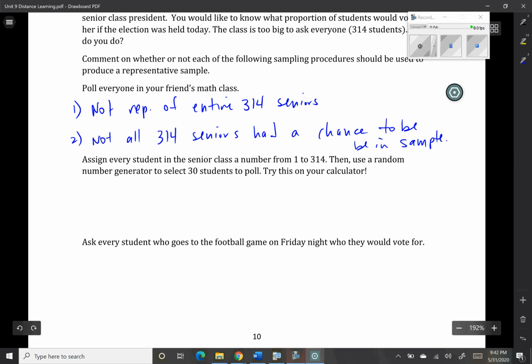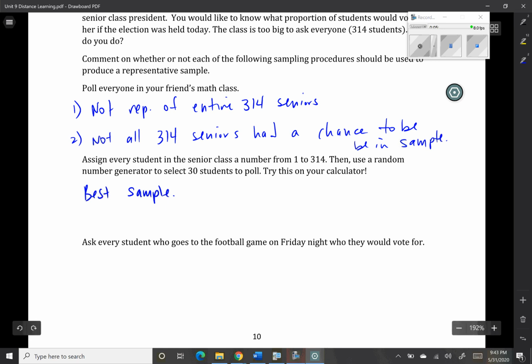The second one says, assign every student in the senior class a number from 1 to 314. Then use a random number generator to select 30 students and poll. This would be the best way of doing it. This would be our best sample. I'm randomly selecting, and all seniors are included in the potential to be part of the sample, making sure that sample is representative of the entire senior class by having all 314 seniors be part of it. This is the best sample we possibly can have.